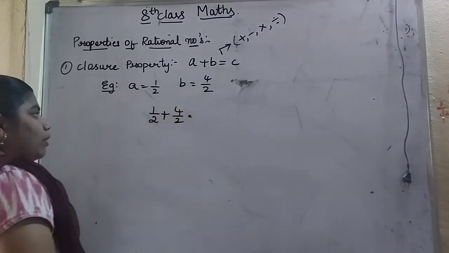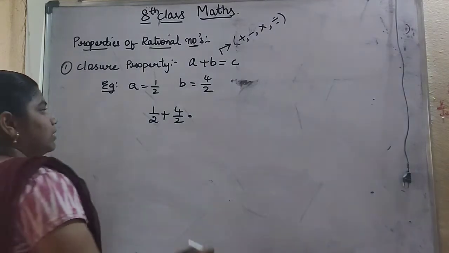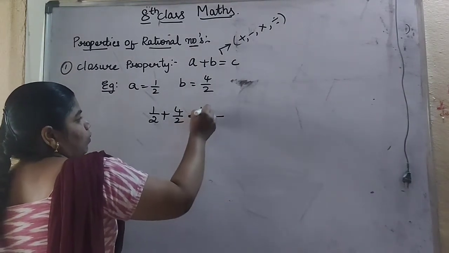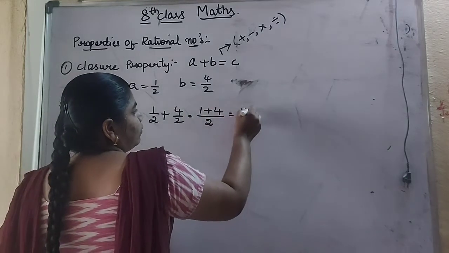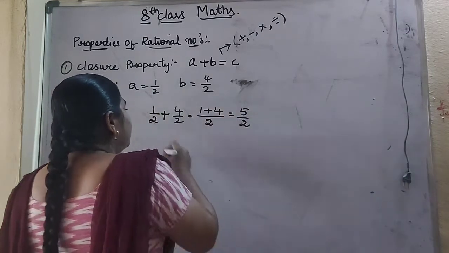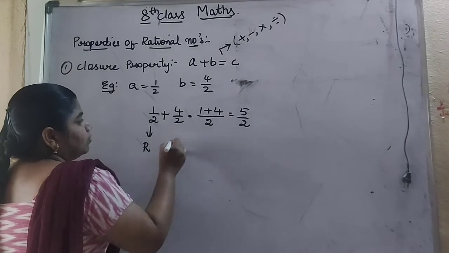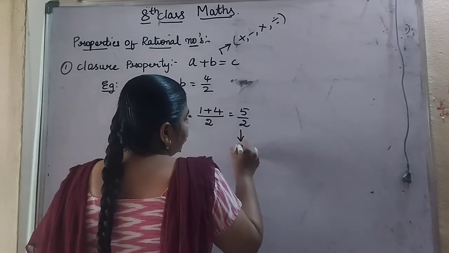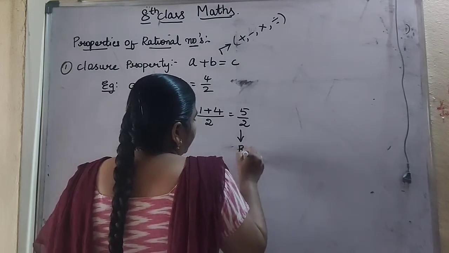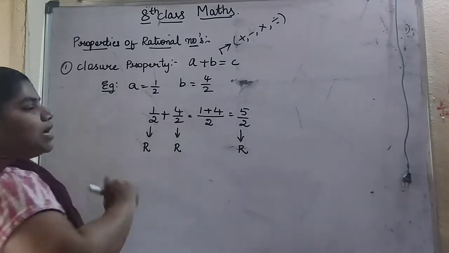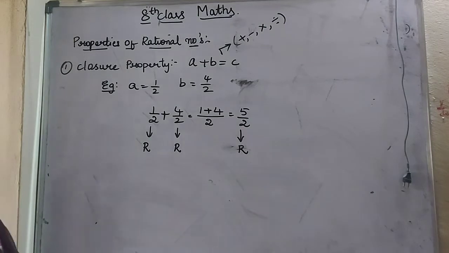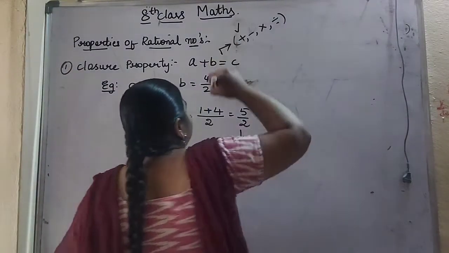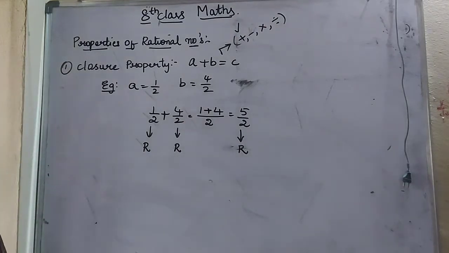If you add 1 by 2 and 4 by 2, what is the result? The LCM of 2 and 2 is 2 itself. So 1 plus 4 is equal to 5 by 2. Here 1 by 2 is a rational number, and 4 by 2 is also a rational number. The result we got, 5 by 2, is also a rational number, because all the terms are in the form P by Q and Q is not equal to 0. That means under addition, the closure property has been satisfied.